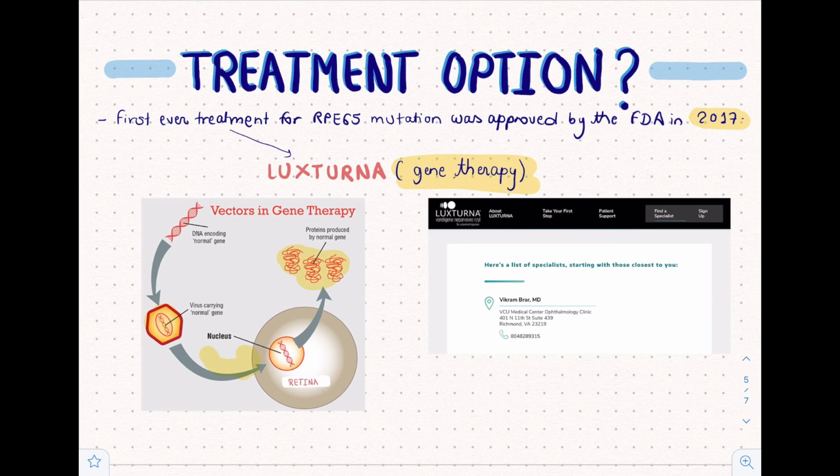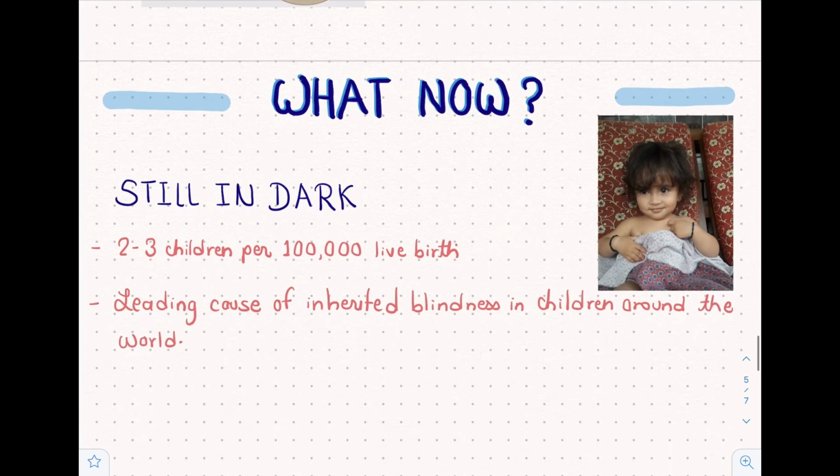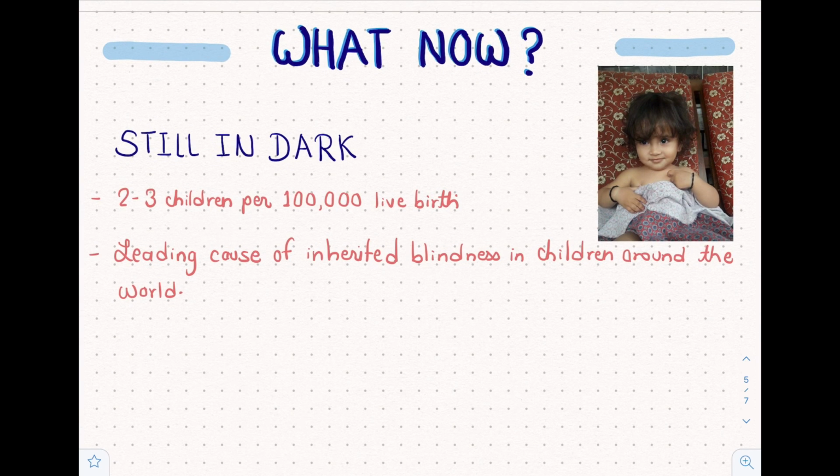Since it's a relatively new therapy in the US, more and more doctors are still adopting it. A quick search on Luxturna's website shows Susie that there is in fact one doctor in Richmond itself who is administering this new gene therapy. So the future for baby Shiv looks promising. He has a very viable option.